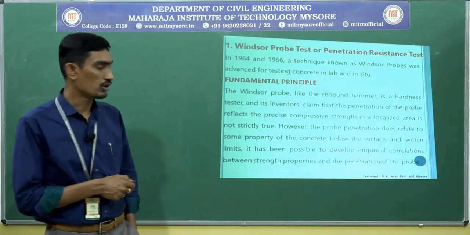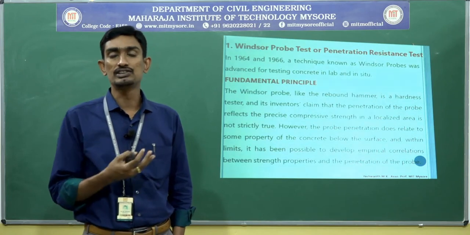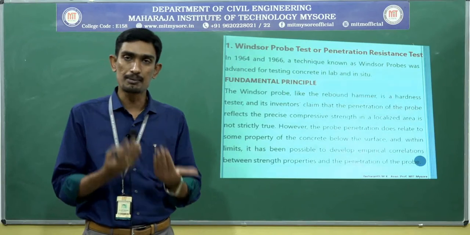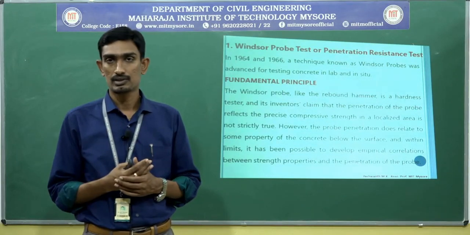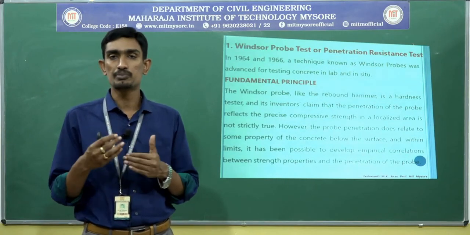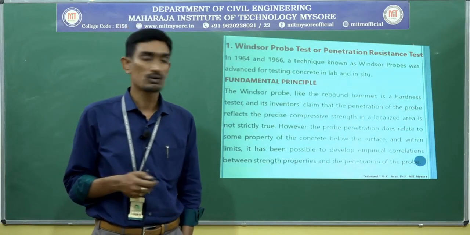In rebound hammer also, whatever the test I am going to perform, as with the Windsor probe, is not so realistic. That means the actual compressive strength varies from the tested compressive strength. There is quite a difference, which I am going to specify in the further session. Is it clear? Okay. Next.